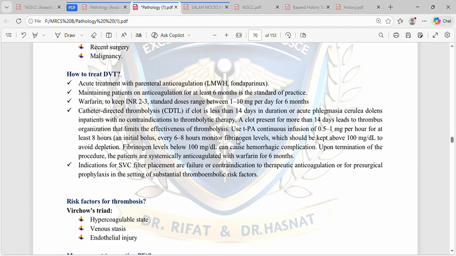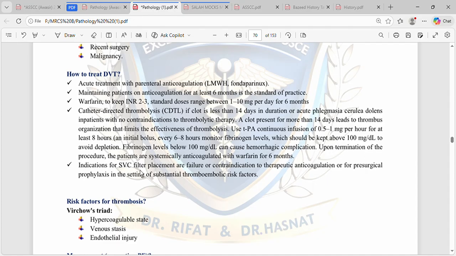Monitor fibrinogen levels, which should be kept above 100 milligram per deciliter to avoid depletion. While giving tissue plasminogen activator, you have to look at fibrinogen as well, because tPA converts plasminogen into plasmin, and plasmin breaks down fibrin. That's why you have to keep a check on fibrinogen. Fibrinogen levels below 100 milligram per deciliter can cause hemorrhagic complications.